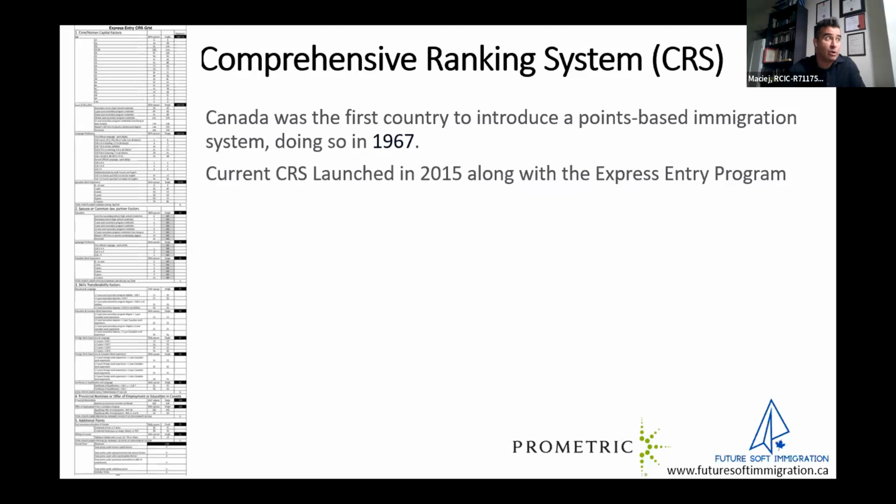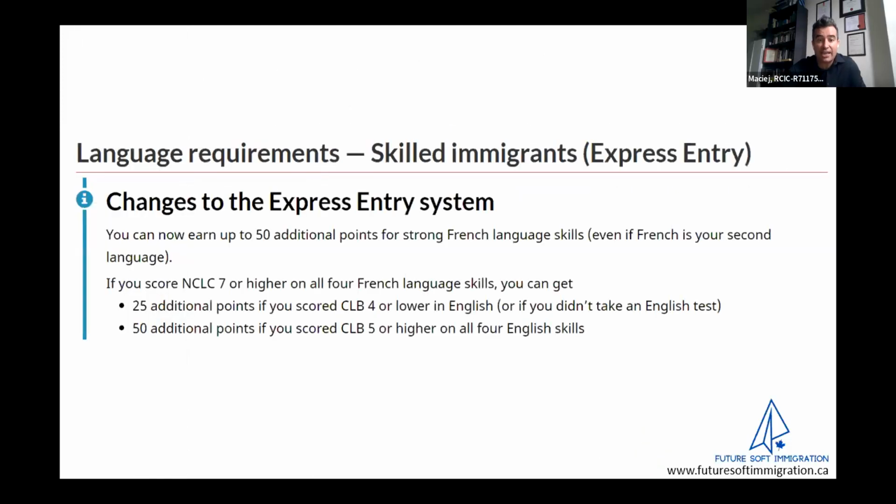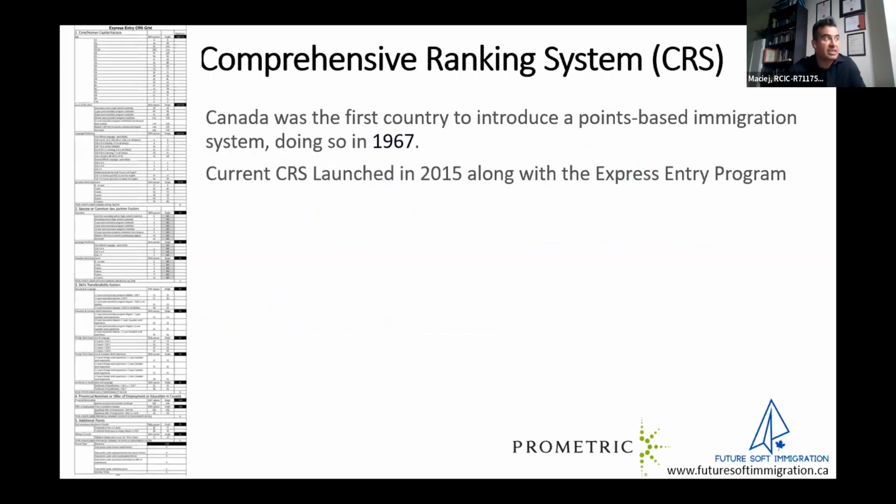Also, you should be aware that if you speak French and English, you have a higher chance of finding Express Entry in Ontario, BC, Saskatchewan, and many other provinces, even though these are mostly English-speaking provinces.